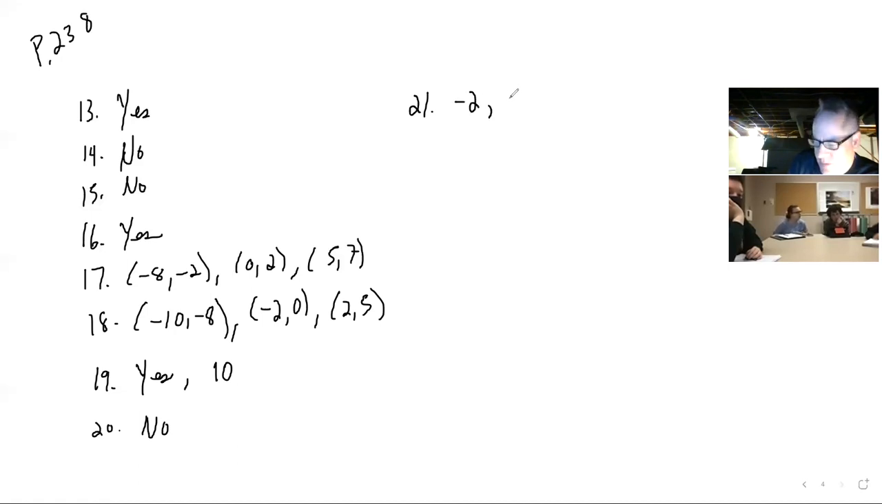-2, positive 2, and that's it. Now it asks, what are those local maximum values? You would have in one case 6, which corresponds to the -2, and we already knew the local max of 10.